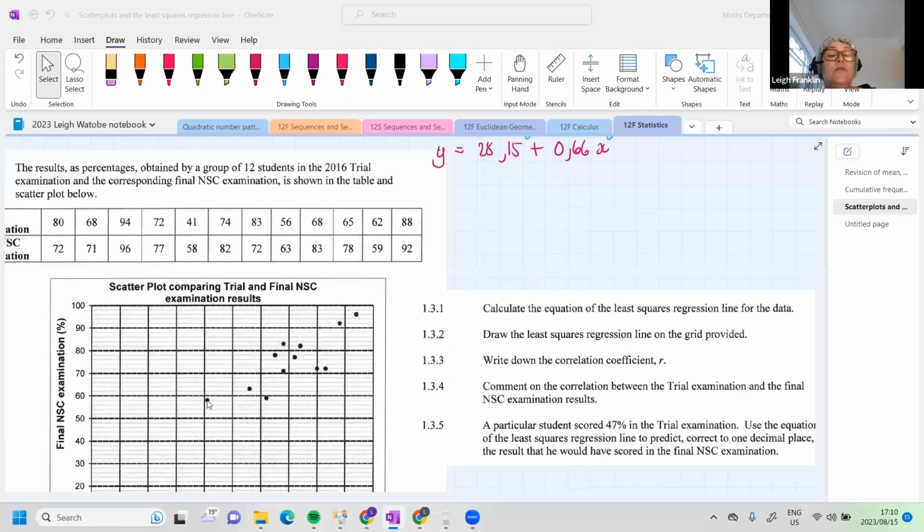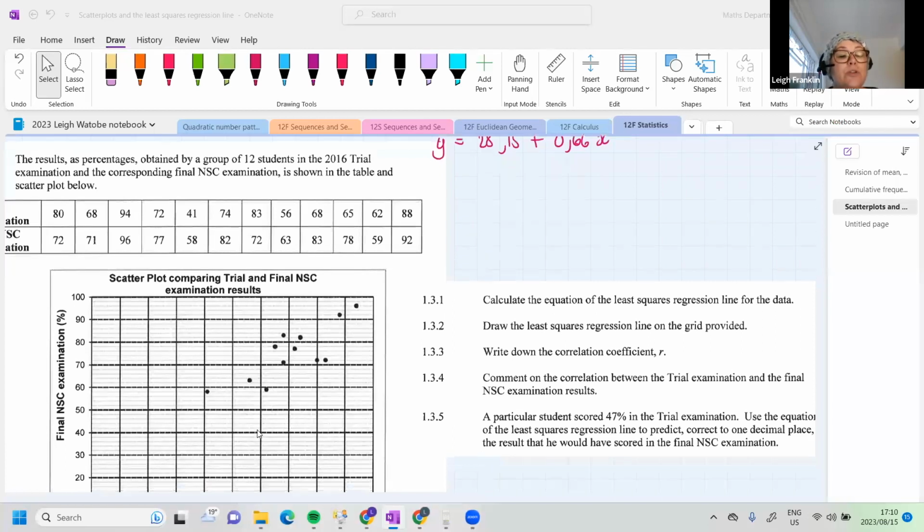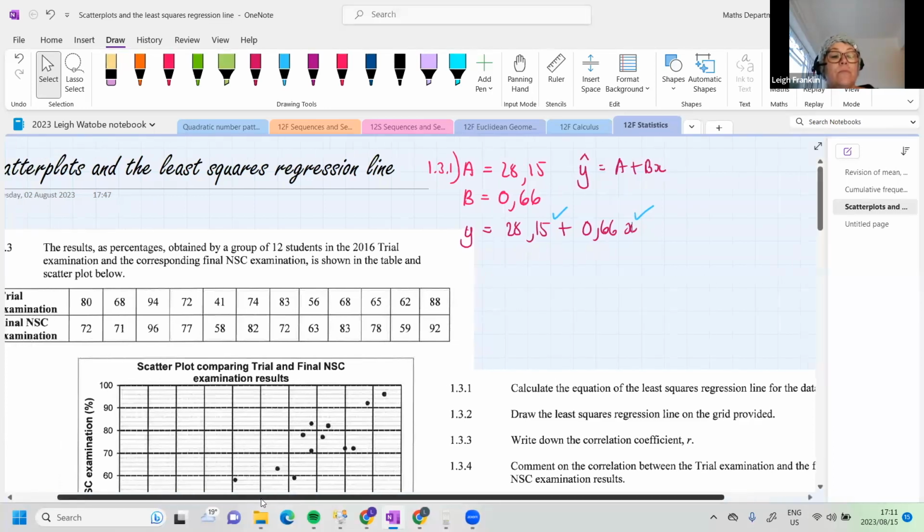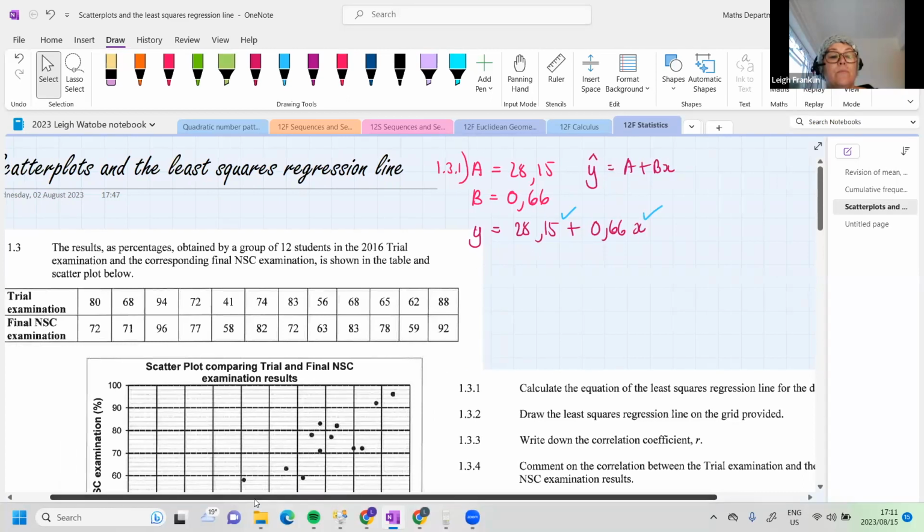But we can only use the equation of the least squares regression line to make predictions about the data between its smallest and its largest values. Outside of that, it's not reliable, okay, because we don't know anything about that data. So when you draw the equation of the least squares regression line, what you want to do is go and find your smallest x value. What is our smallest x value? It's 41. Does everybody see that? Our smallest x value is 41.